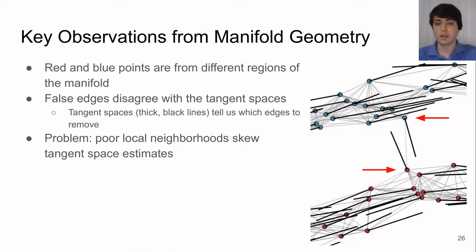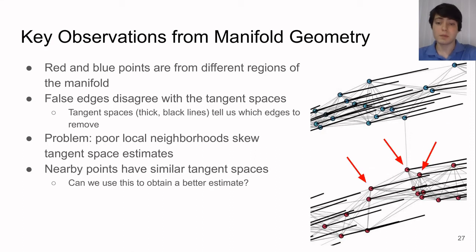However, tangent spaces are estimated using local neighborhoods, so these points will have poor tangent space estimates. If we return to the ground truth tangent spaces, we can see that nearby points have similar tangent spaces. And in fact, this is true on manifolds in general. If two points are sufficiently near each other, they'll have approximately the same tangent space. We can use this information to help get a better estimate of our manifold tangents.